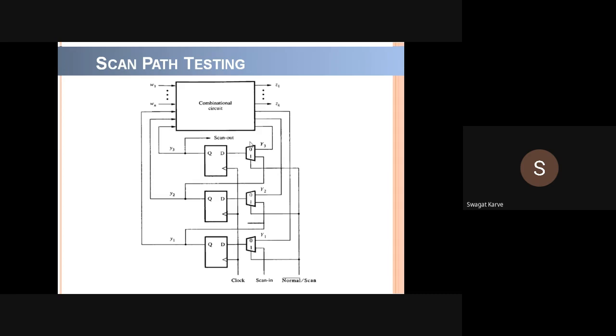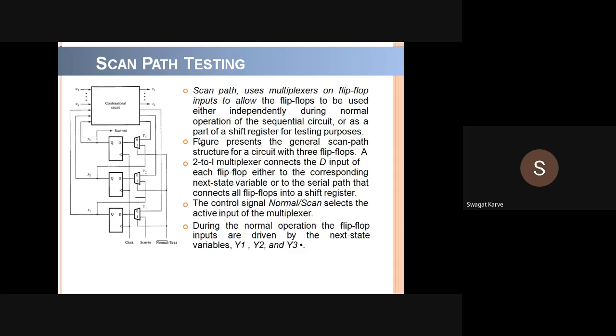What are the three steps? First, enable the scan pin and scan in the data. Second, disable the scan pin and apply one clock cycle. Third, enable the scan pin and observe the scan out data. In these three steps, we actually carry out the scan path testing. The same thing is explained here.